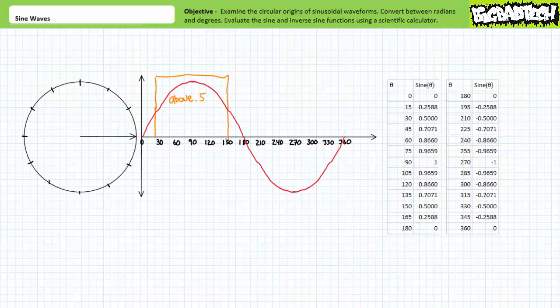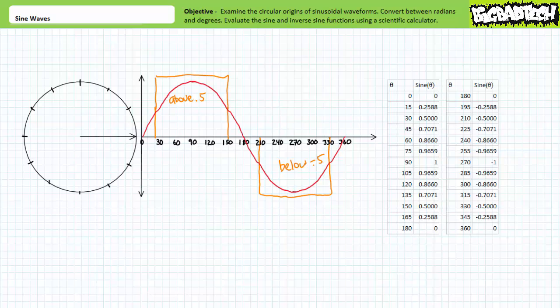Additionally, you note that sine waves spend a significant portion of the positive half above 0.5, being the section between 30 and 150 degrees. Similarly, you'll note that a significant portion of the negative half is below negative 0.5, being the section between 210 and 330 degrees. This means that a sine wave spends more time within a single 360-degree cycle in a region greater than half its respective positive or negative maximums.